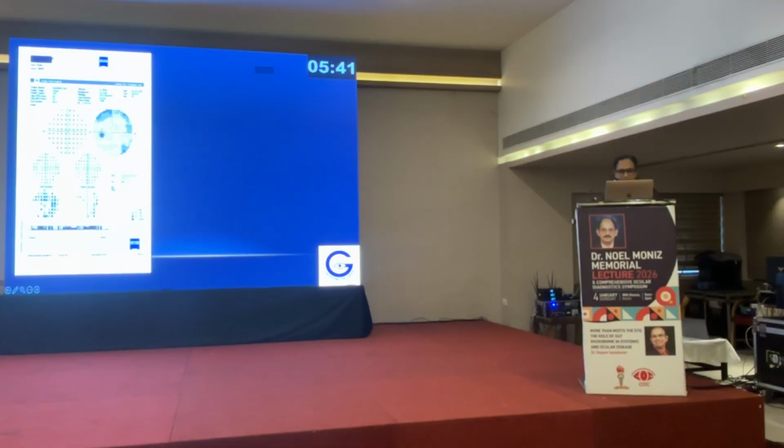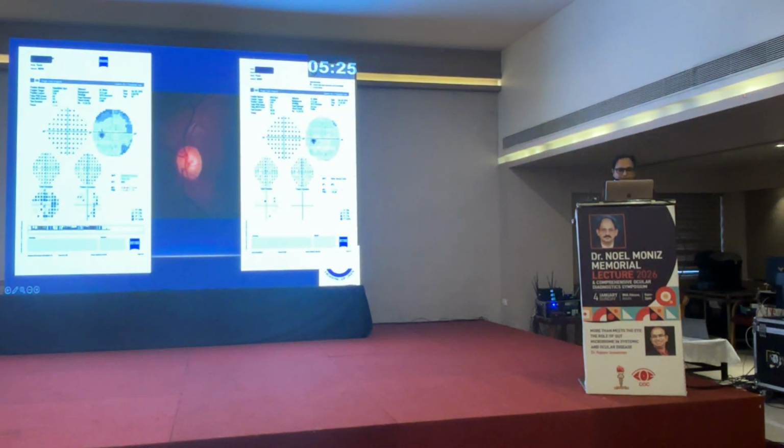Here in this field, all the reliability indices are within normal limits, but the field changes were not correlating with the disc. Look at the gaze tracking, which is showing abnormal. When we repeated the field test, it became normal.